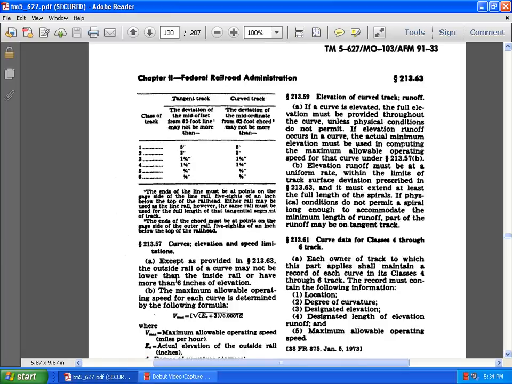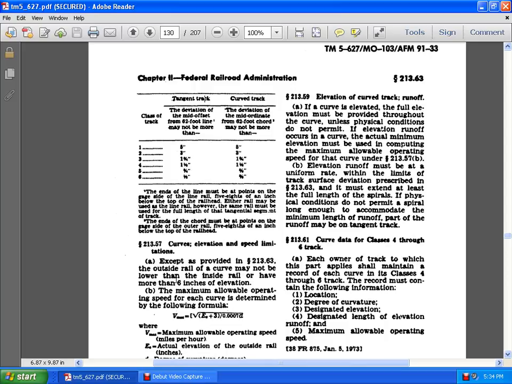213.63, elevation of curved track, runoff. If a curve is elevated, full elevation must be provided throughout the curve, unless physical conditions do not permit. If elevation runoff occurs in the curve, the actual minimum elevation must be used in computing the maximum allowable operating speed, covered in 213.57. Elevation runoff must be at a uniform rate within the limits of track surface deviation prescribed in 213.63, and must be extended at least the full length of spirals. If physical conditions do not permit a spiral long enough to accommodate the minimum length of runoff, part of the runoff may be in the tangent.